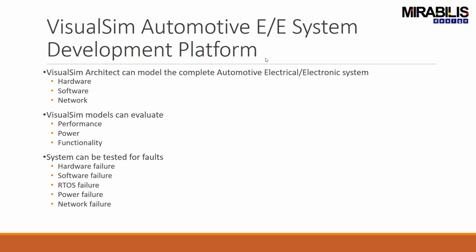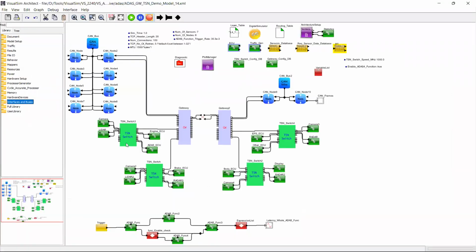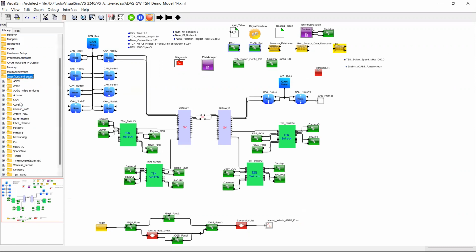So in order to give you an overview, let's take a look at this model constructed in VisualSim Architect. This is our modeling environment where the user can assemble the components in a graphical interface. Each of the components that we see over here can be obtained from the library on the left-hand side. If you go into interface and buses, we can go into each of the specific folders and select the component that we want to use in the target model.